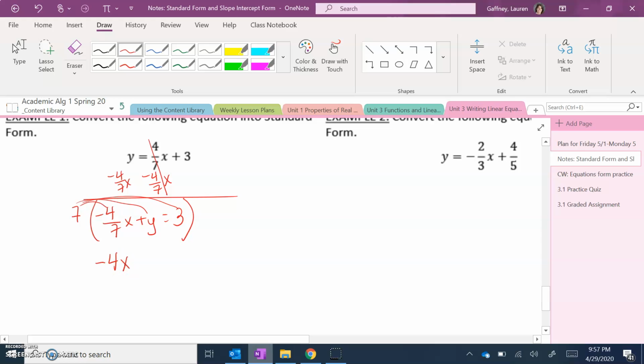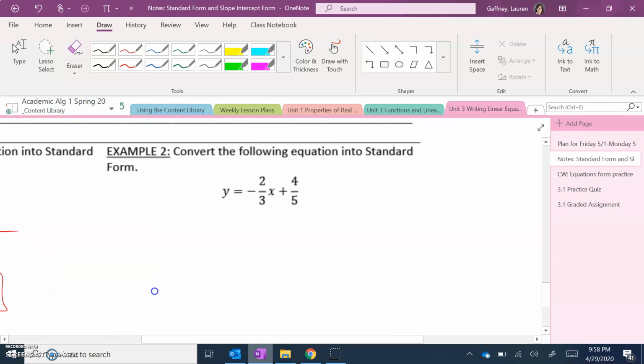Like I said, you can take a calculator and take 7 times negative 4/7 and you should get negative 4. Don't forget the x with it as well. So then 7 times technically a 1y would just be 7y equals, and then 7 times 3 would be 21. And we're done. We have Ax plus By equals C, so A, B, and C are filled in with whole numbers.